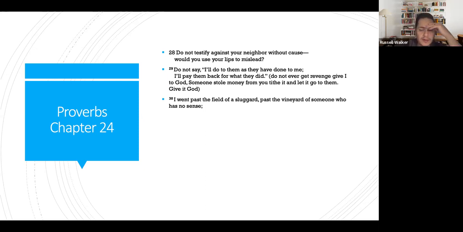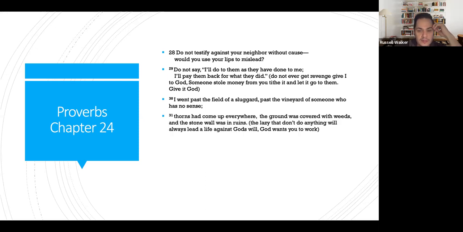So I went past the field of a sluggard, past the vineyard of someone who has no sense. So don't be a sluggard, don't be someone who has no sense. It says the thorns had come up everywhere, the ground was covered with weeds, and the stone wall was in ruins. So the lazy that don't do anything will always lead a life against God's will.